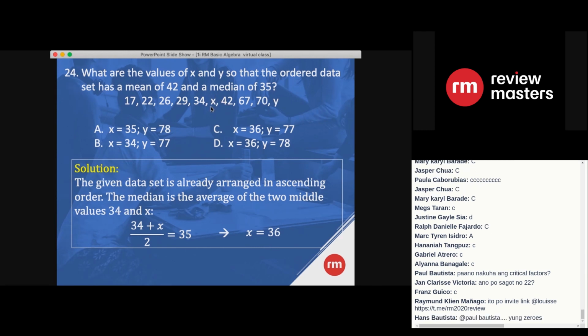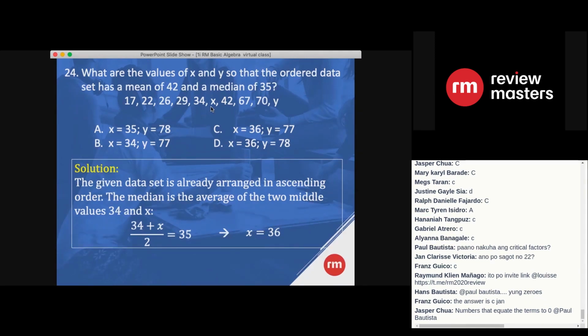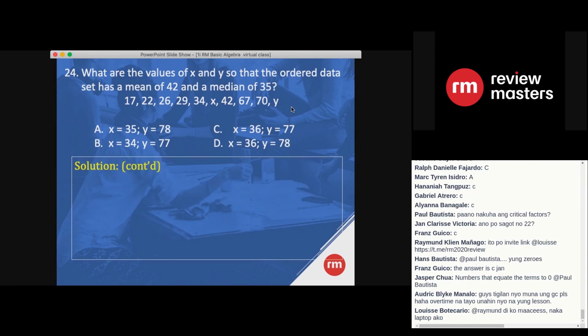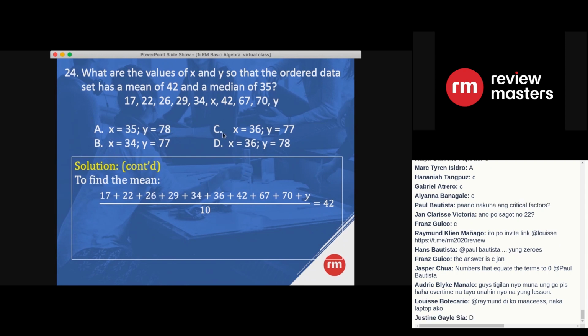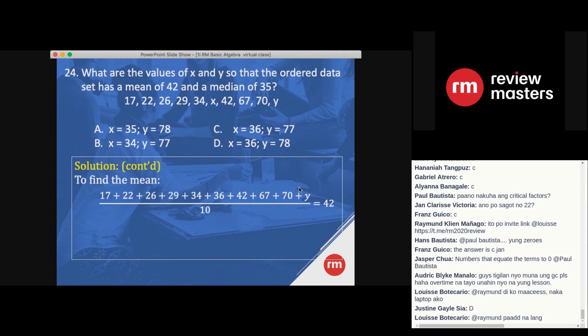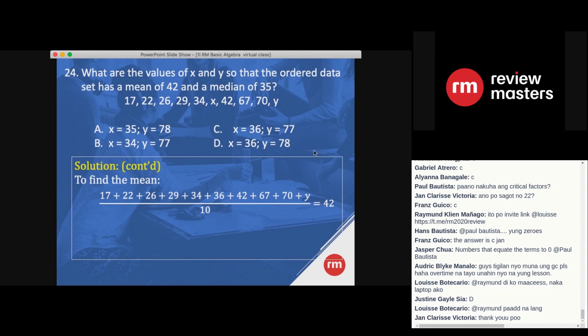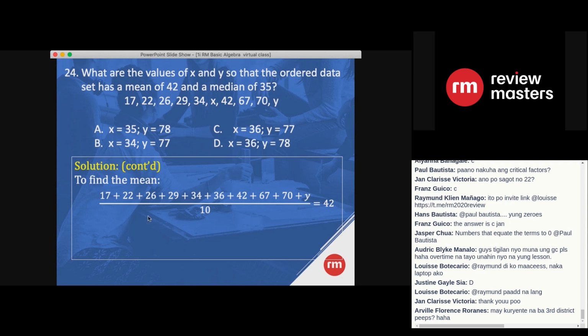So, to get naman the mean, you have to add everything divided by the number of cases. Okay, so to find the mean, you add everything. Now your x here is 36. Okay, and this is your y. So everything added divided by 10 is equal to, ang sabi sa given, the mean is 42.